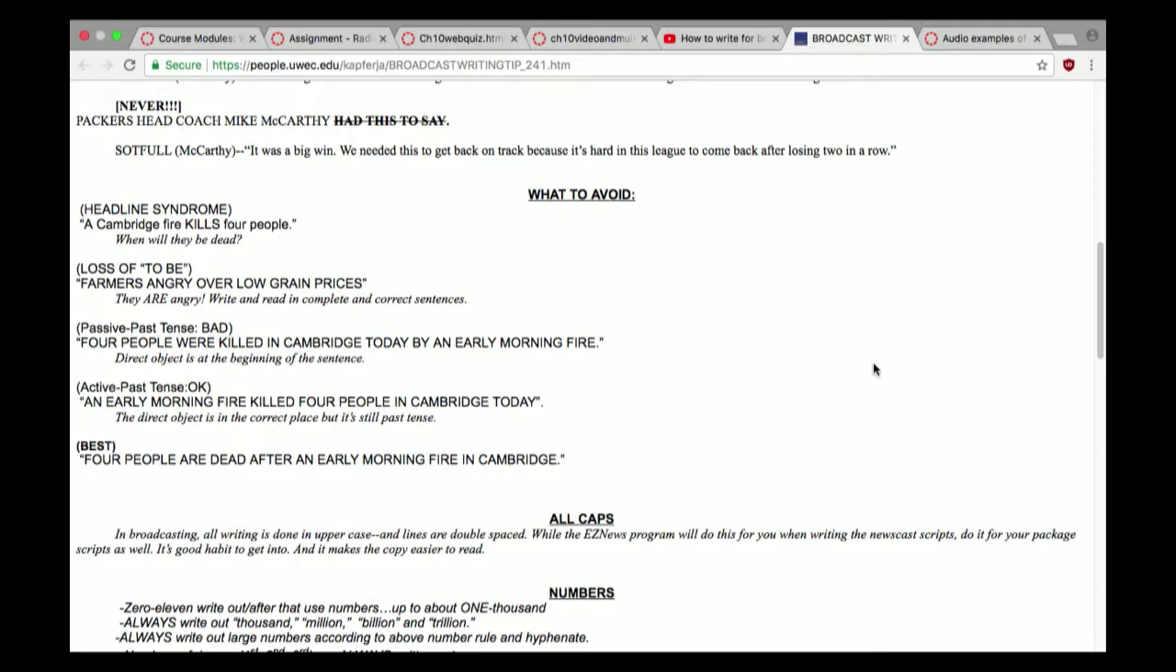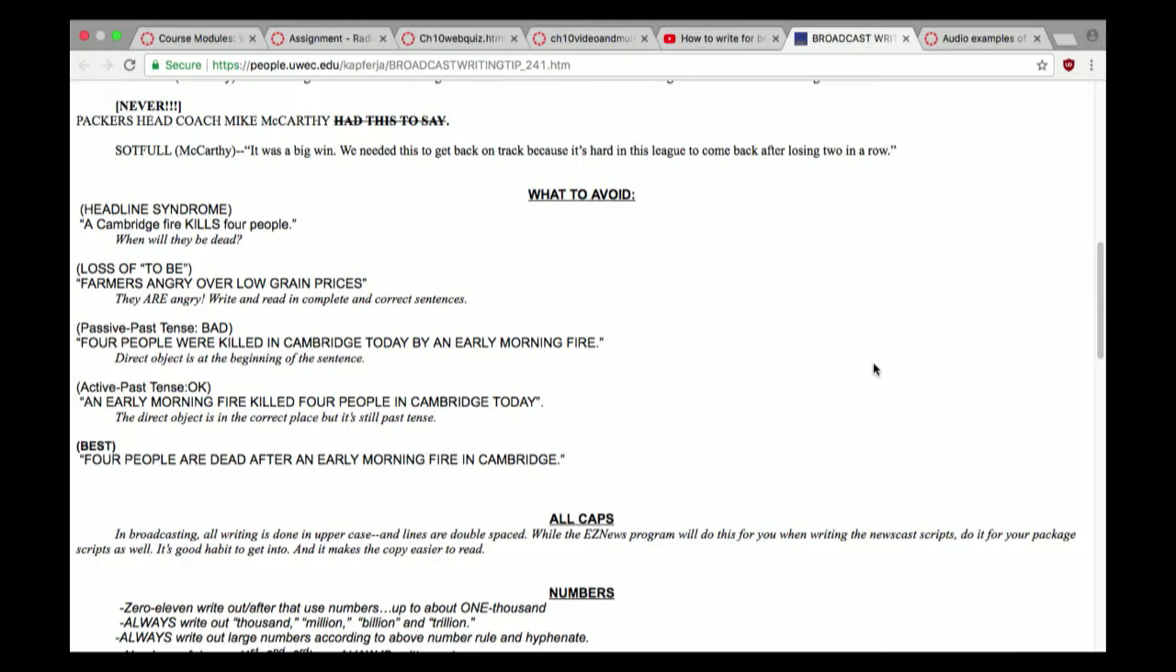So one thing we're going to tell you just in the next 5 minutes in this lecture is try to write things so that they turn out to be in the present tense for broadcasting. But you can't just take something that maybe should be said in the past tense and convert it to present tense. Like a Cambridge fire kills 4 people. Well, that really has to be past tense. If it's something that's happened and it's confirmed, the fire killed 4 people.